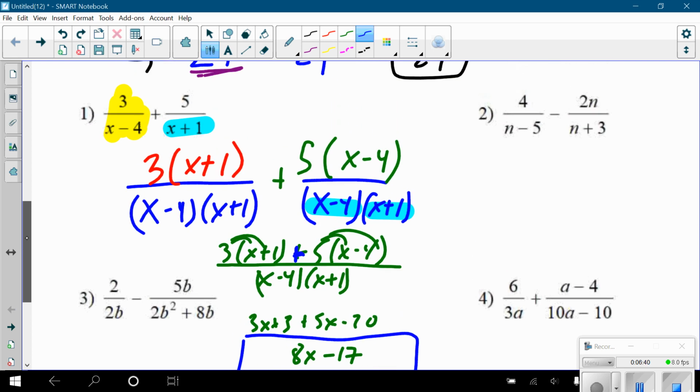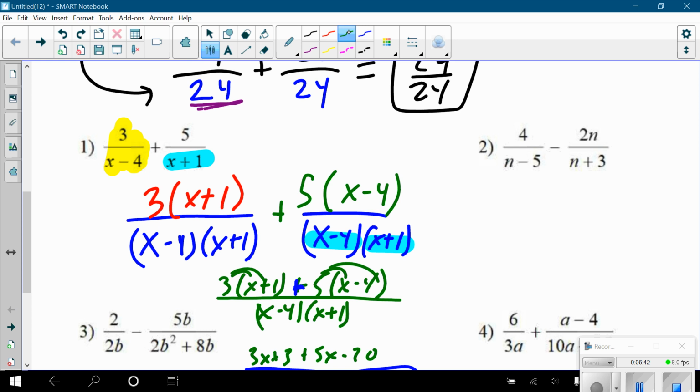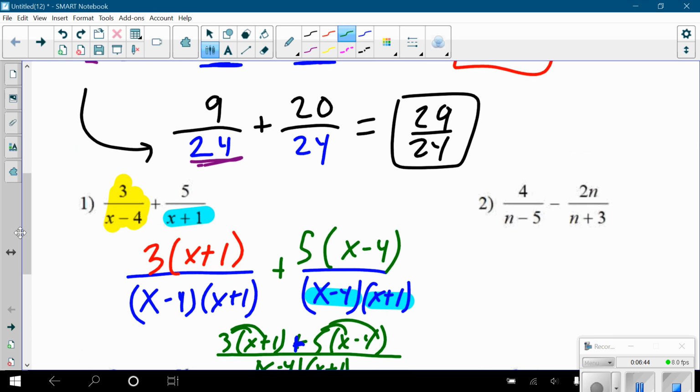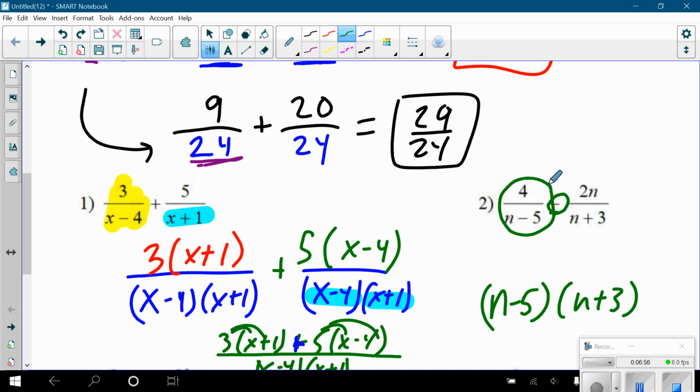Okay, let's do some more together. Second one's very similar. Only difference is going to be subtraction, so we're just going to be a little careful about that. Common denominator, I'm going to skip a couple steps here, or at least do it a little more efficiently. Common denominators, those two things multiplied. How did I change this fraction? Well, I multiplied the denominator by n plus 3, so I'm going to multiply the numerator by n plus 3.